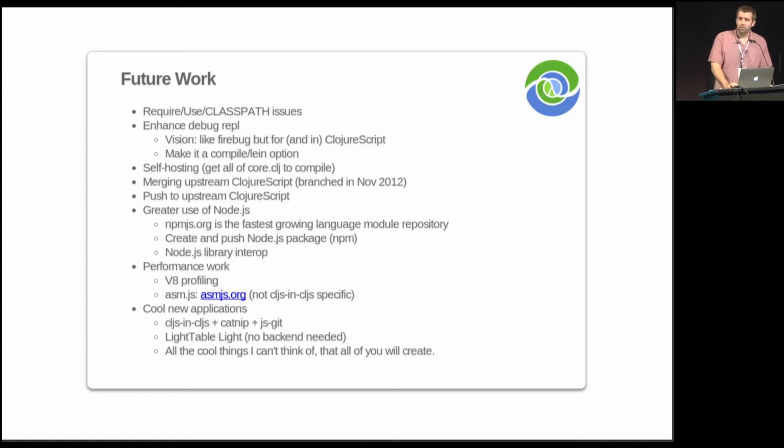The debug REPL I showed you is very basic, and there are a lot of weird sharp edges. And my vision for it is sort of like Firebug, but for ClojureScript. And I think that would be really cool. There is a version called Firebug Lite, which doesn't require a Firefox extension and has most of the functionality. And I think that would be a great thing to look at to see what of that functionality we can port over.